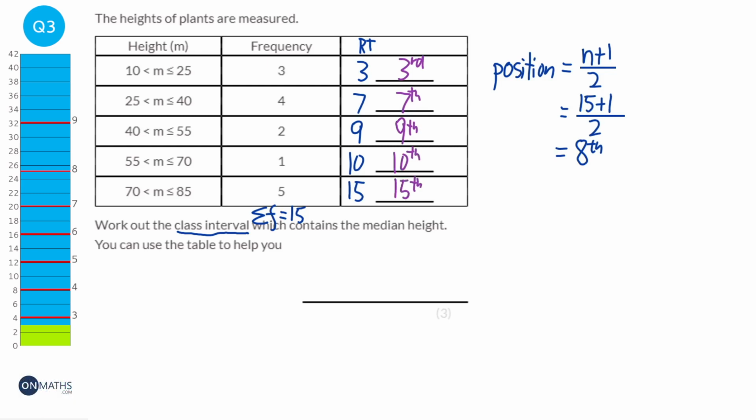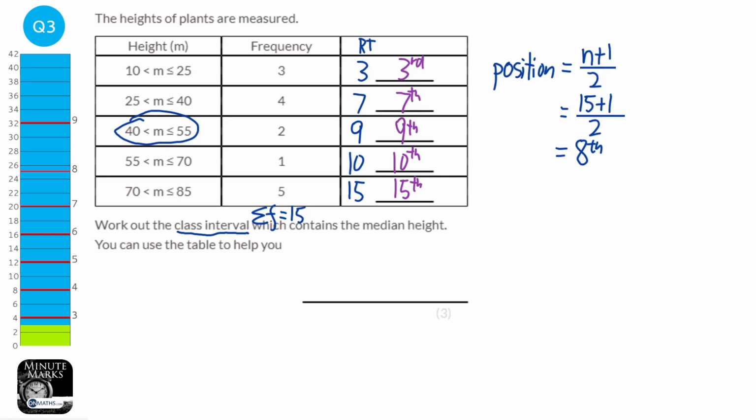So what those numbers are is the last time that a number is in that group. So we've got 3 numbers that are in the group 10 to 25, and the third one is the last number in that group. The fourth one, therefore, will be in the 25 to 40 group. So we're looking for the 8th one. Well, the 7th one is the last one in this group. So the 8th one will be in this group here, as well as the 9th. Then the 10th one will be in the next group.